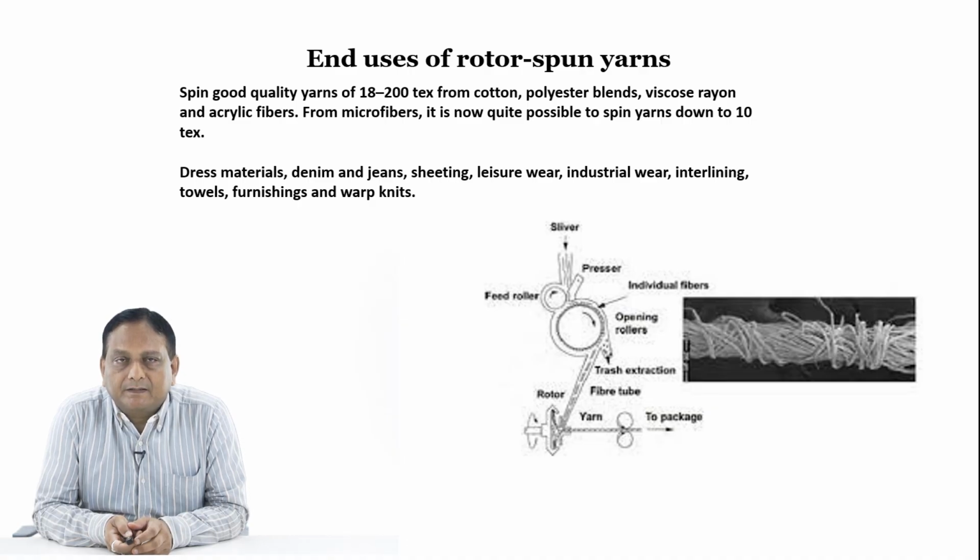Now dress materials can be produced from this rotor spun yarn: denim and jeans, sheeting, leisure wear, then industrial wear, interlining, towels, furnishing and warp knits. So those are the end uses of rotor spun yarns.